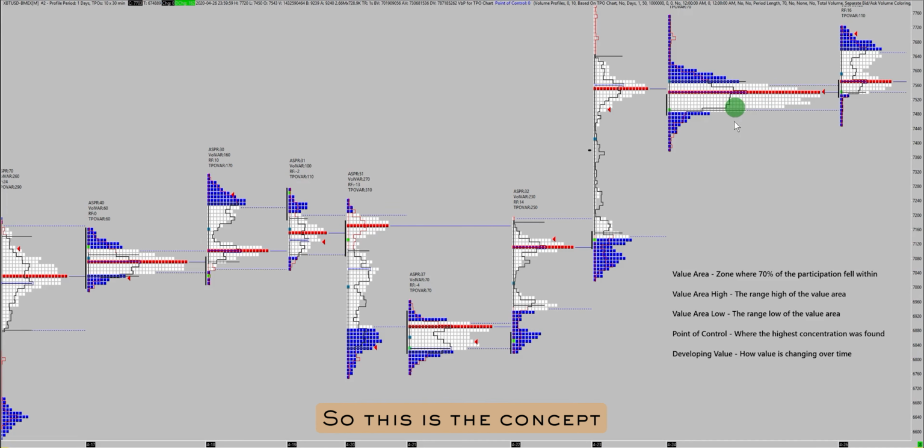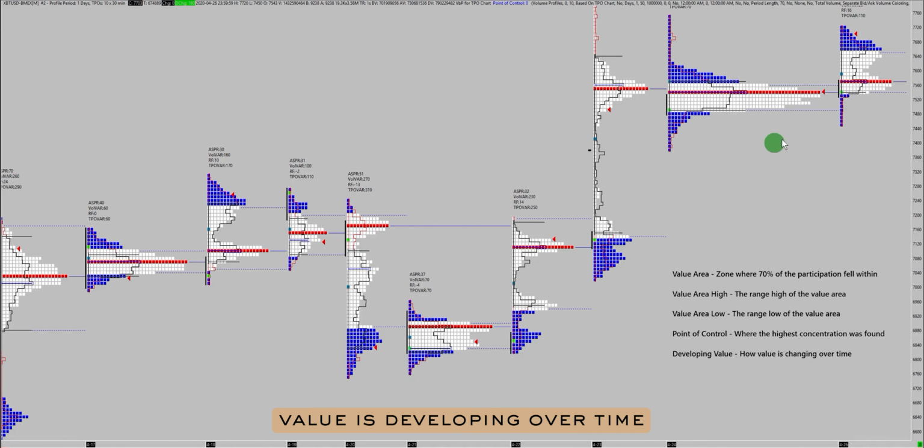This is the concept of developing value. Where is price being accepted? Where is price not being accepted? In the areas outside of value, we want to see that there is an immediate response. If the market is going to remain in balance, auctioning sideways or within a range, we want to see responsive activity by the buyers. We want to see responsive activity by the sellers. And this is just one of the things that we're going to be building off of moving forward.